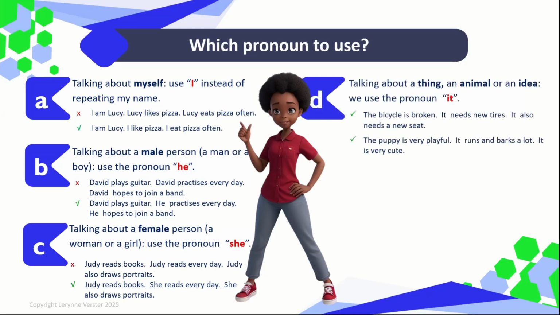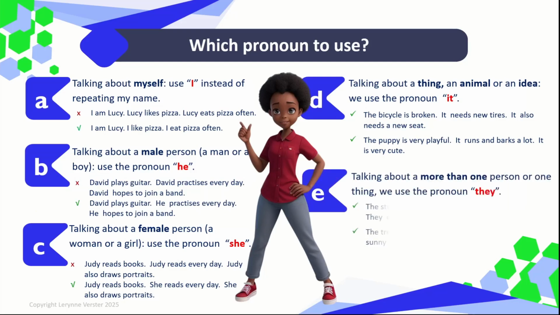If we are talking about a thing, an animal or an idea, we use the pronoun it instead of repeating the name of the thing. For example, the bicycle is broken. It needs new tires. It also needs a new seat. Puppy is very playful. It runs and barks a lot. It is very cute.